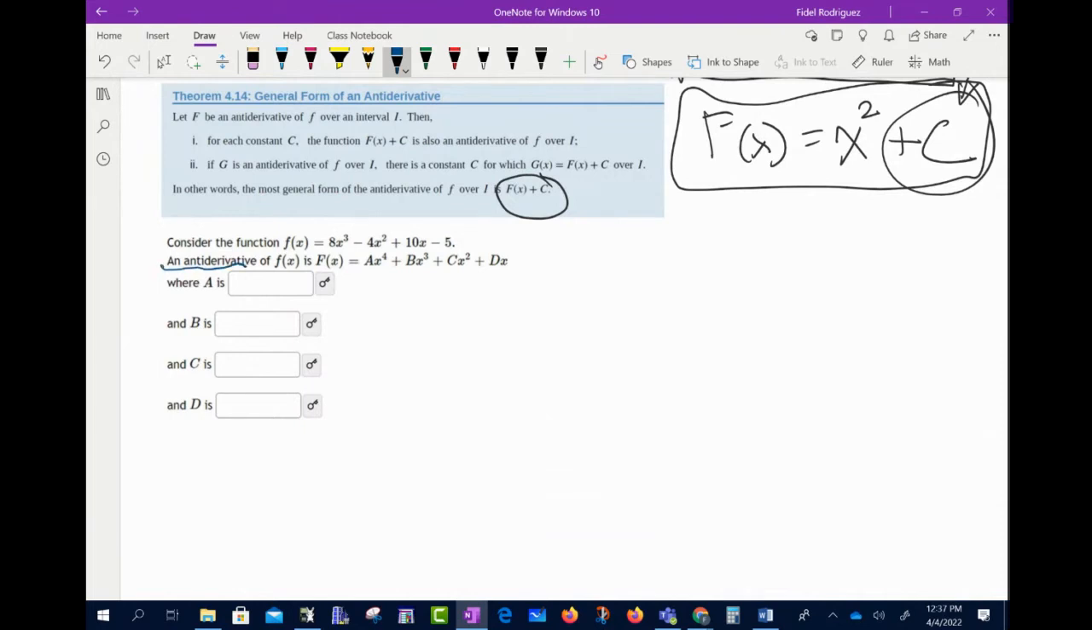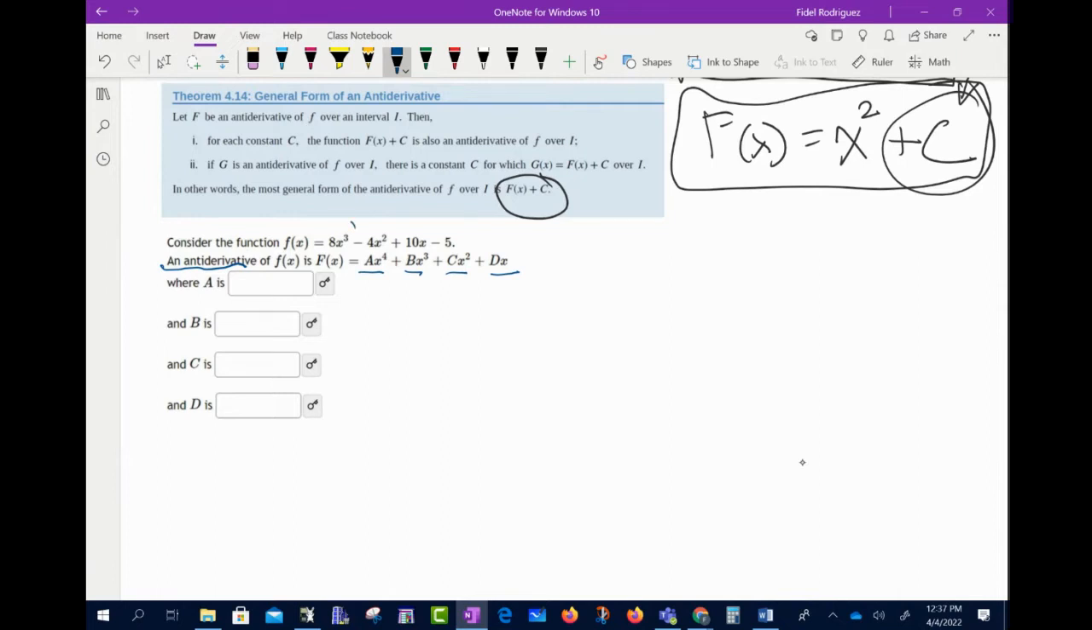Notice what they're saying. One of the antiderivatives, because remember, we really have an infinite number of antiderivatives because we can always attach a constant at them, is going to be f of x equals ax to the fourth plus bx to the third plus cx squared plus dx. Okay, so let's think about this for a minute.